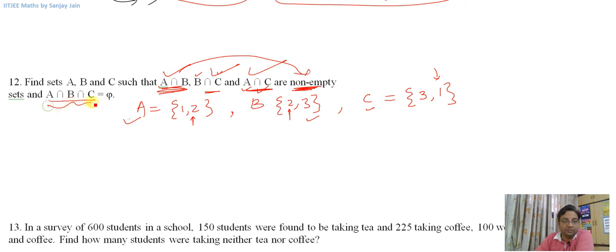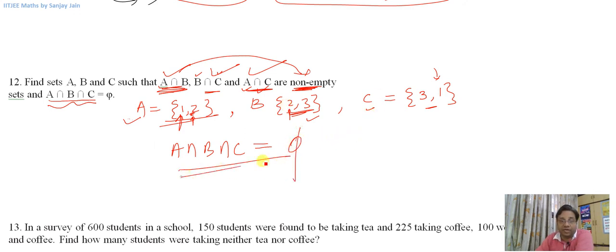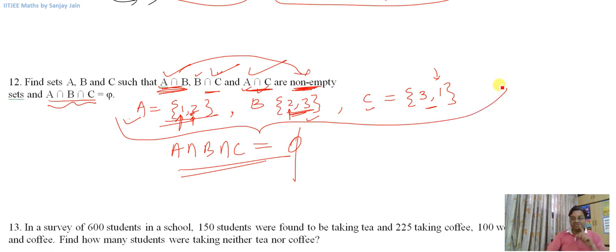Now you can see that A intersection B intersection C, what is common in all three? 1 is not here, 2 is here, 2 is not here. So you can notice that there is nothing common in all three of them. So I can say that it is equal to phi, and this is one of my answers, right? This is one of such sets.